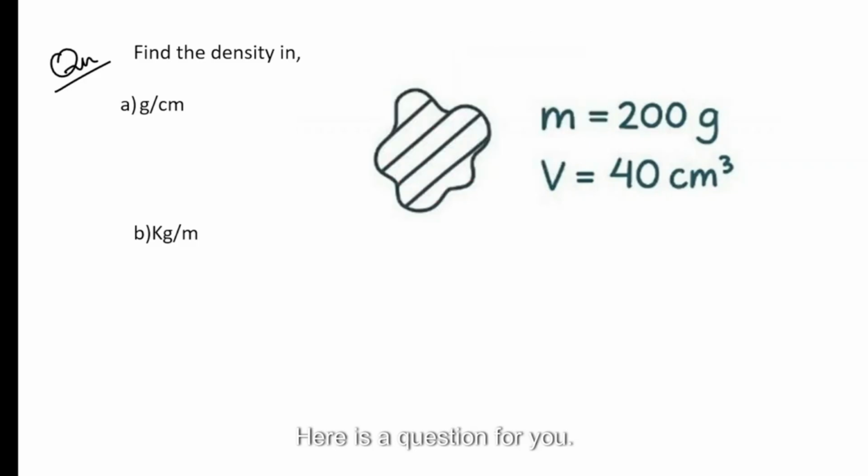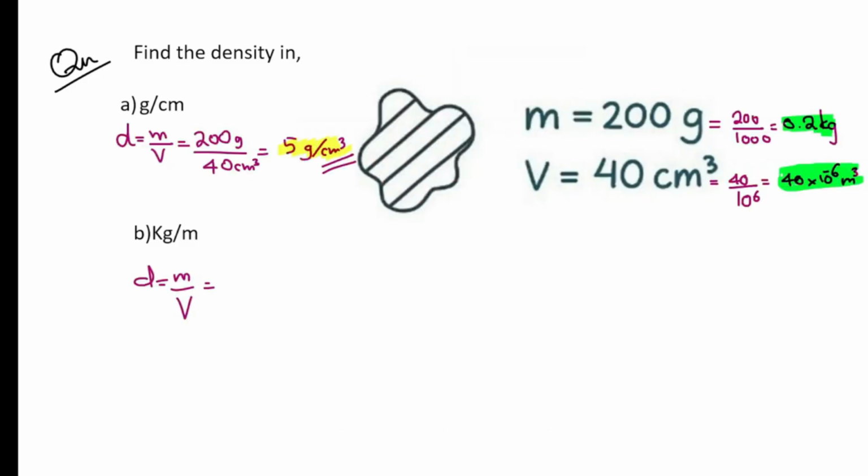Here is a question for you. Here is the answer. For the first part, it is very straightforward. 200 grams divided by 40 gives 5 grams per cubic centimeter.